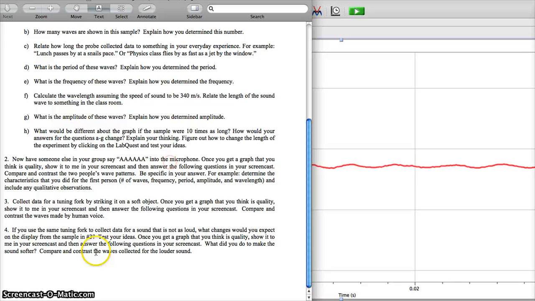If you use the same card to collect data for a sound that's not loud, what changes do you expect? It would be even smaller. Exactly, the waves would get smaller, since a small amount of sound means the waves get smaller.